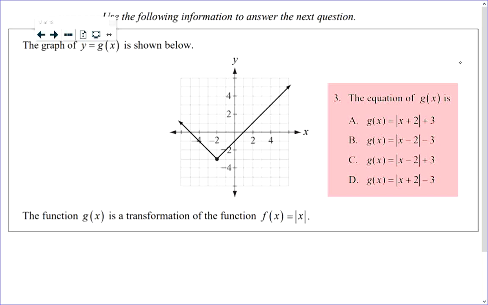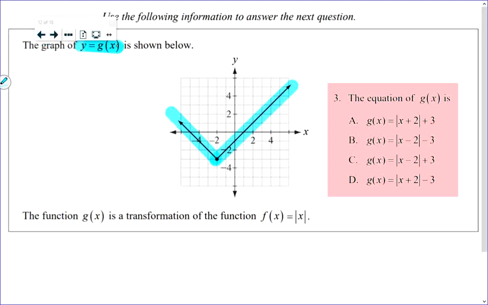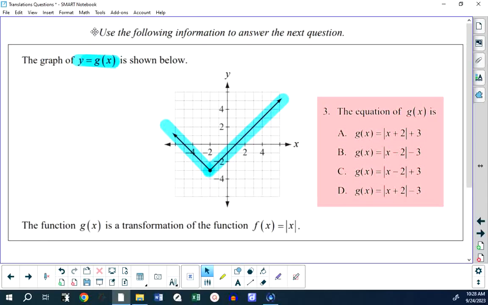The graph is y equals g of x. So I think it's important for you to understand what's going on here in terms of what's what. g of x is this function here. But g of x is a transformation of f of x equals the absolute value of x. Well, we should know what the absolute value of x looks like as a function.